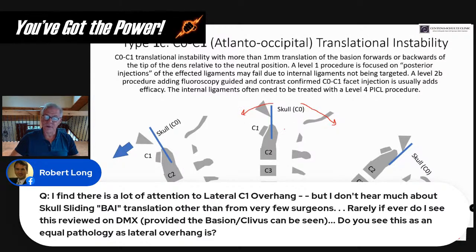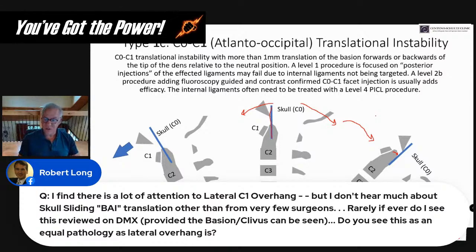So we can sort of draw a line from the basion or clivus here all the way down to C2. And we can track that line, for instance, in extension, and see that it goes backwards. And the tolerance there is about 1 millimeter.